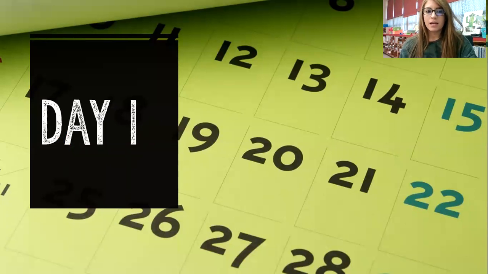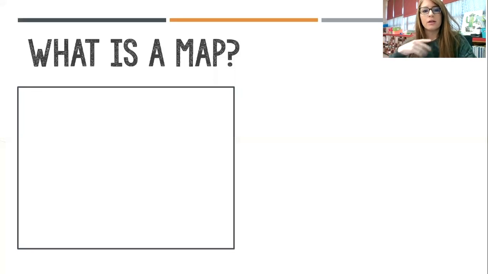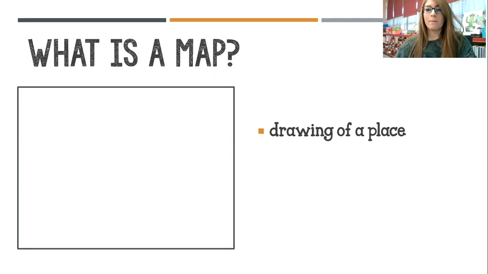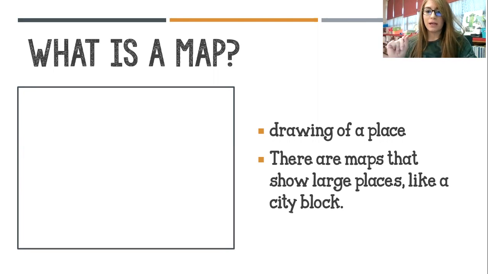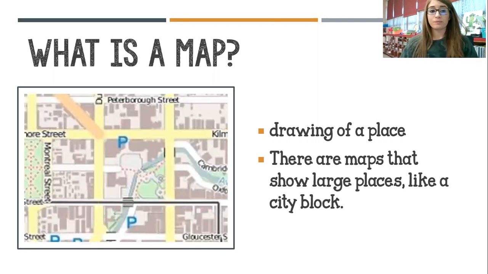All right, day numero uno. So let's get this out of the way. What is a map? So a map is a drawing of a place. There are maps that show large places, like a city block, or maps that show smaller cities or whole countries or the world, but they're drawings. Okay, so that's very important to know that these maps are drawings.